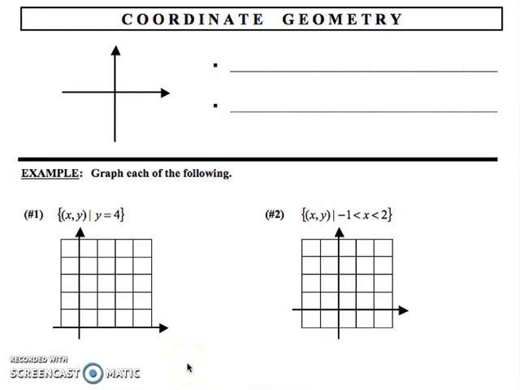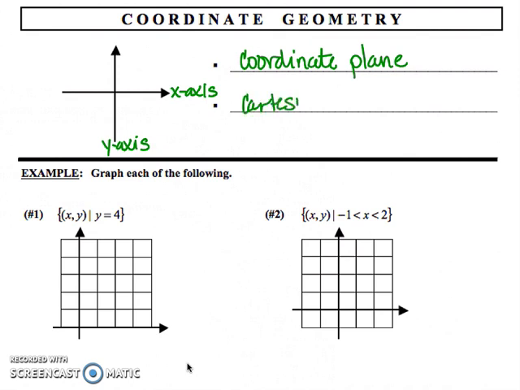This is Precalculus section 1.8 day 1 notes. Today we're going to have a little bit of a review of coordinate geometry. This is basically two number lines intersecting in front of you here, which we know as the x-axis and the y-axis, and it is called the coordinate plane. You may also hear it sometimes called the Cartesian coordinate plane. I never say that though, I just call it the coordinate plane.